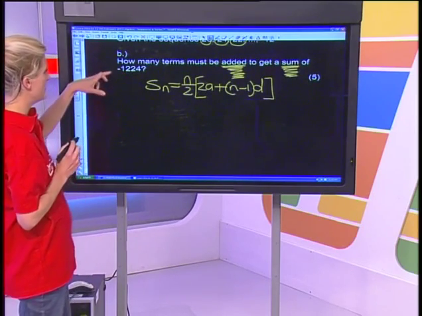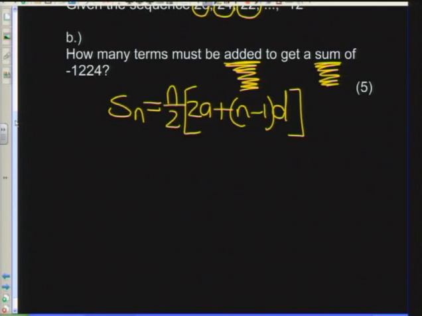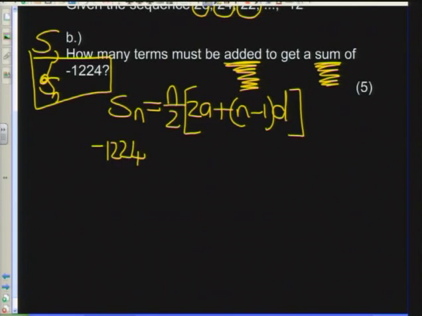Right, so how many terms must be added to get a sum of minus 1,224? So my S unknown, how many terms must I add to get that, also known as my Sn, is then minus 1,224. So minus 1,224 equals. Now I'm solving for n, so don't freak out. Don't worry about the fact that there's nothing in n. And please, whatever you do, don't put minus 1,224 in the place of n. That's just going to be messy.